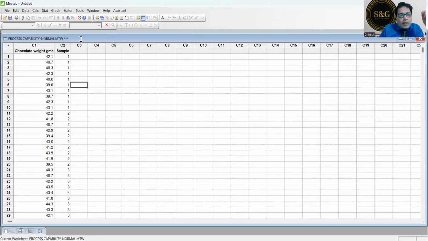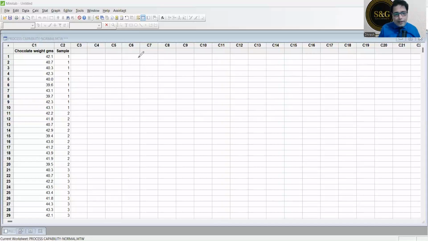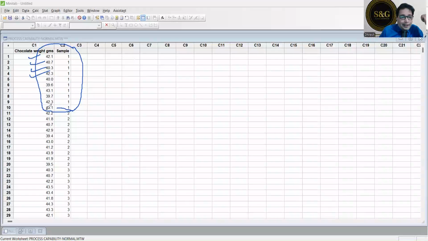Now, in this company, they are checking the chocolate. Let's say I am the quality control person and my objective is, if the chocolate weight is less than 40, I will reject it. That is my role. Their standard is they take not one chocolate at a time, they take 10 chocolates at a time. They have taken sample 1 as 10 chocolates. The first chocolate is 42.1 grams, 40.7 grams, 40.3 grams, 42. Similarly, they have collected 10 samples. After maybe 1 hour, they have collected another 10 samples.